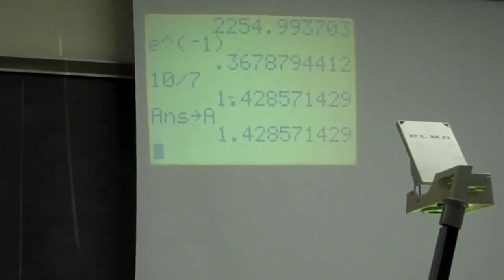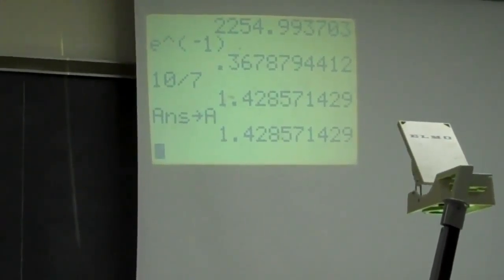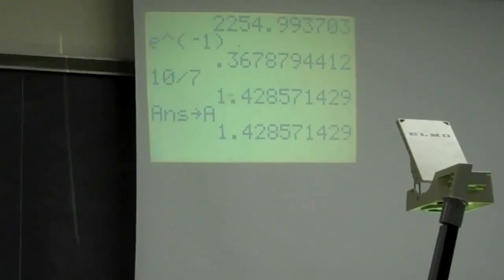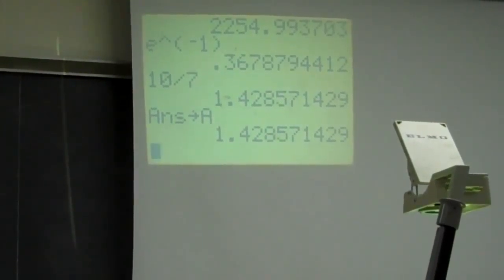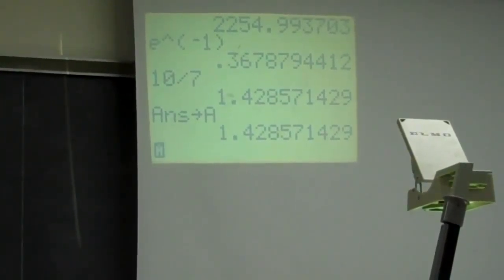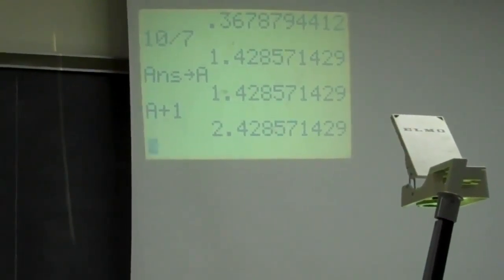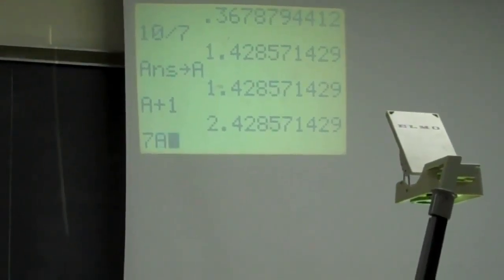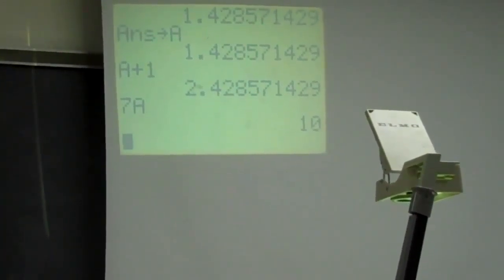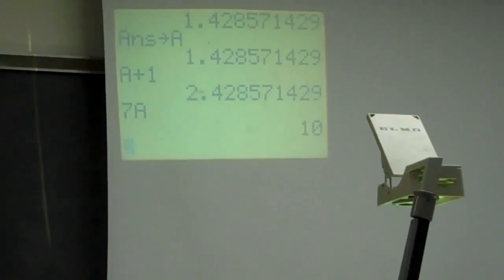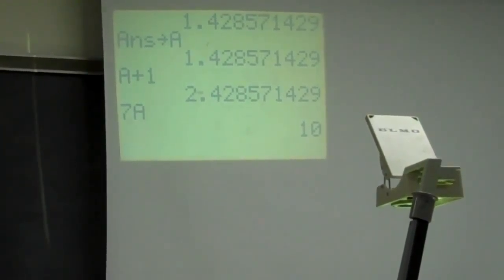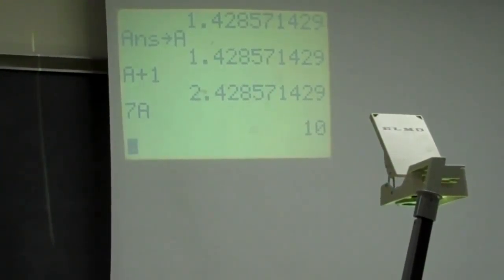And remember, this means from now on, until I change A to something else, the calculator believes that A is 10/7. So if I did A plus 1, that's 10/7 plus 1. Or if I did 7A, I should get 10. I do, because I'm taking 10/7 times 7. I'm getting the 10. So A is my 10/7.